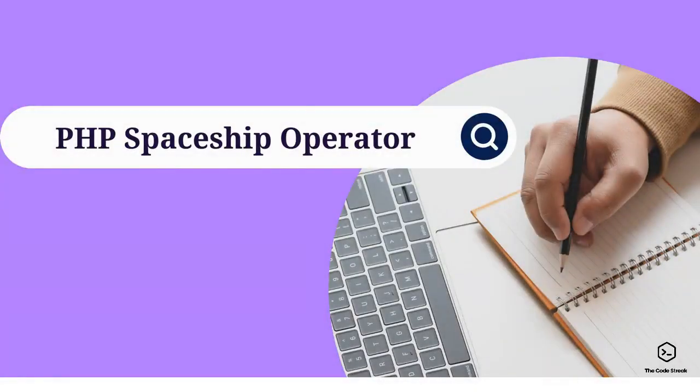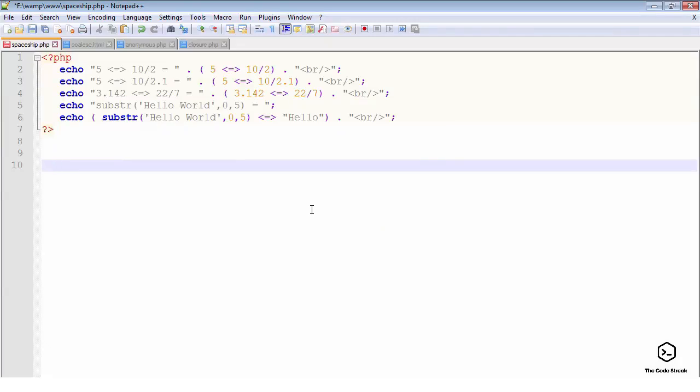In this video, we will come to know about the spaceship operator, one of the new features of PHP 7. So let me explain the use of the spaceship operator. This is a new operator that is introduced in PHP 7. You can think of this spaceship operator as a two-way comparison operator. And the symbol of this operator is less than, equal to, and greater than.